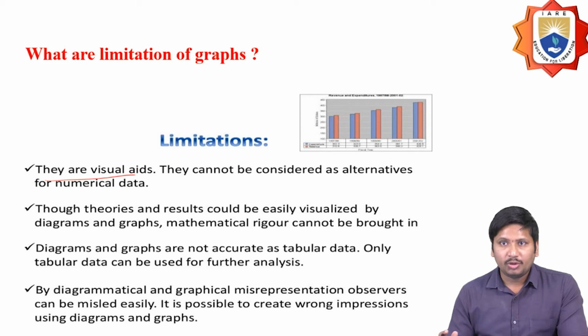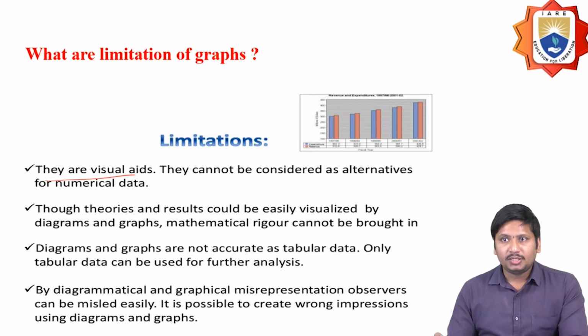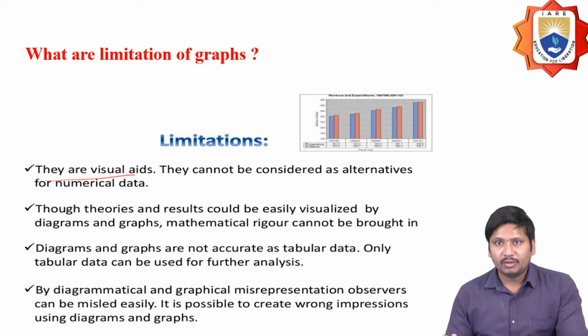Only the tabular data can be used for further analysis. Another limitation is that by diagrammatic and graphical misrepresentation, the observers can be misled easily. So it is possible to create wrong impressions using diagrams and graphs. So the limitation is that they are not considered an alternative representation. Theorems and results can be easily visualized, but rigor cannot be brought in, and diagrams and graphs are not as accurate as tabular data. Only the tabular data can be used for further analysis.